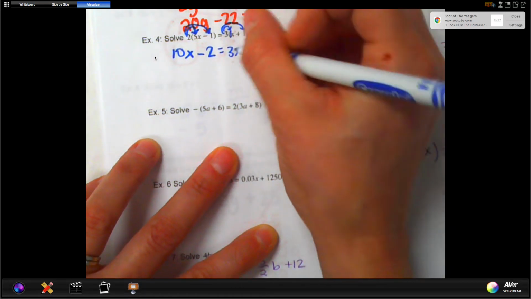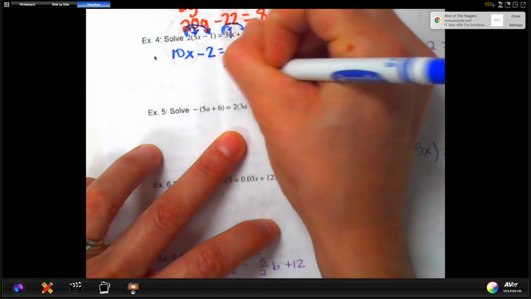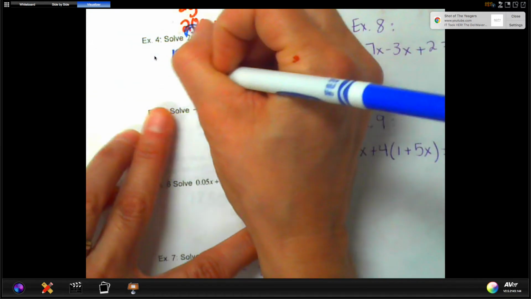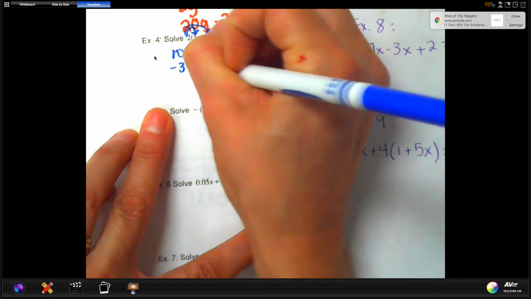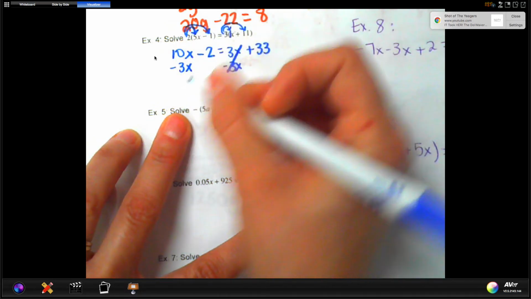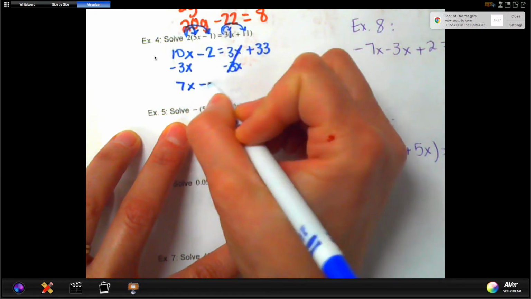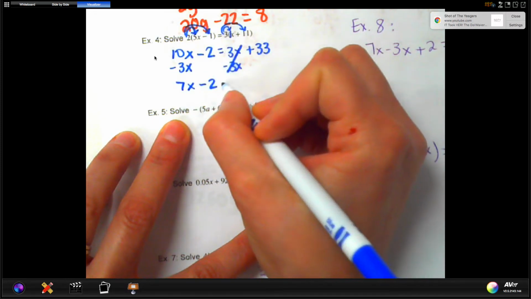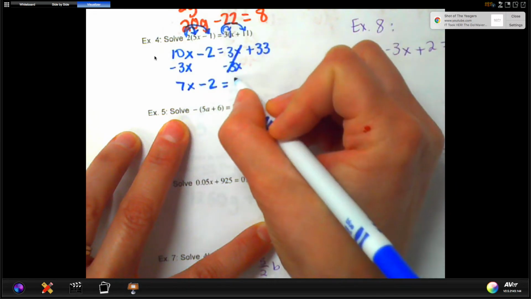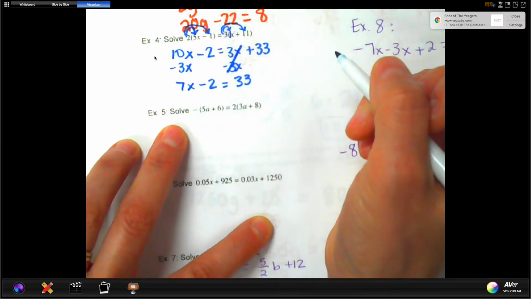So the opposite of 3x would be negative 3x. Line that up under the 10x minus 3x. So 10x minus 3x is 7x. Then bring down -2. Bring down your equal sign. And bring down your positive 33.